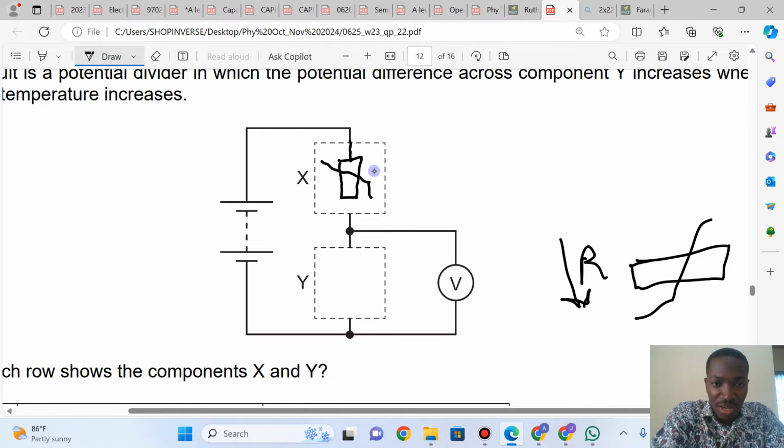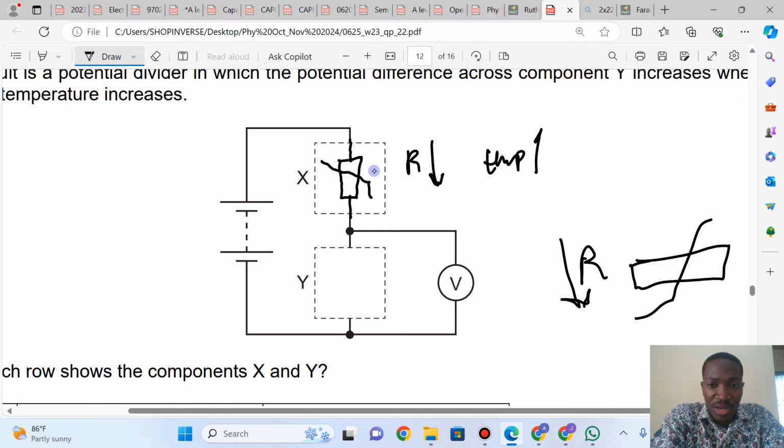We have it here, so that when temperature increases, resistance here reduces. As temperature increases, resistance there will reduce. That simply means, if resistance across X is reducing, resistance here will increase. Hence, we should put a resistor here, a fixed resistance, a resistance of fixed value.